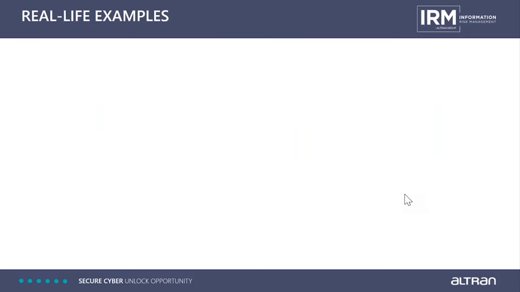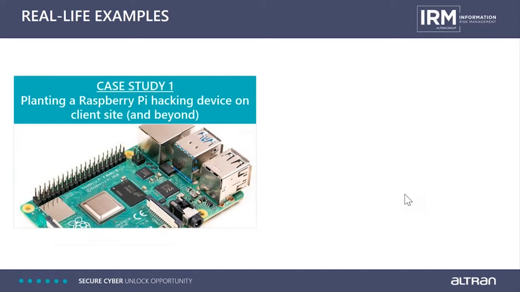So now I'm going to talk about one particular real life example of our Red Team project. Well, I'm going to briefly cover two of them, but I'm going to focus on just one of them. The first one was based around us purchasing a Raspberry Pi device and using it to hack the client's internal network. We purchased the Raspberry Pi device on Amazon, and we also purchased a 4G USB dongle plus the SIM card to be used as one of our Red Team hacking devices that would be planted on client site.